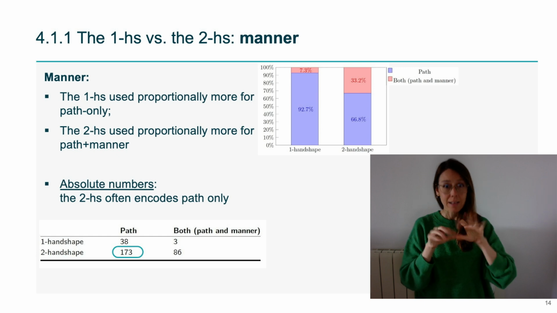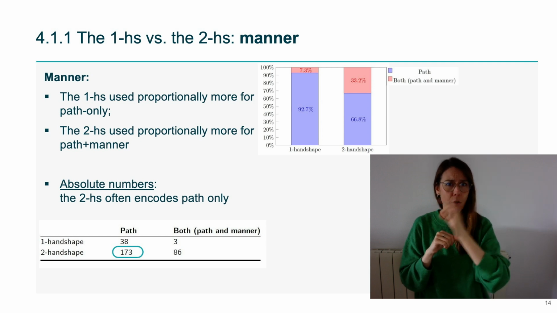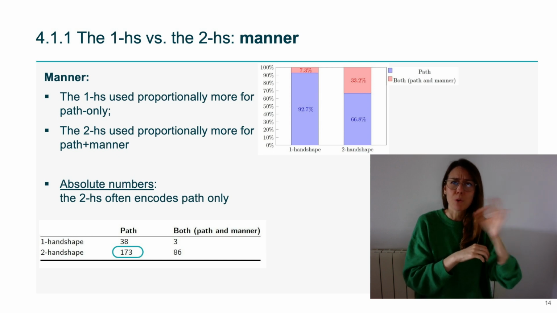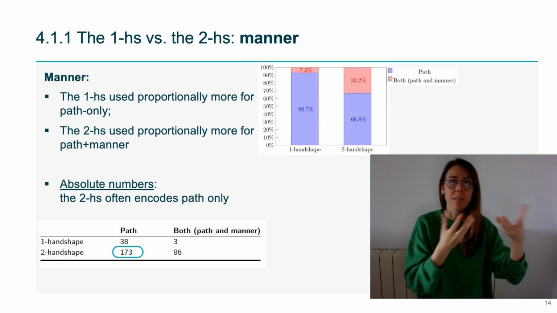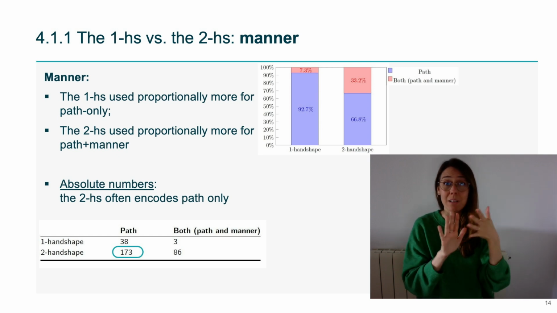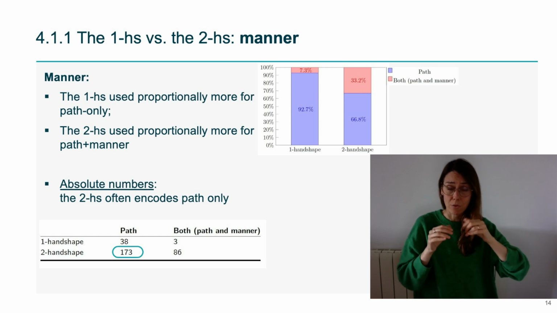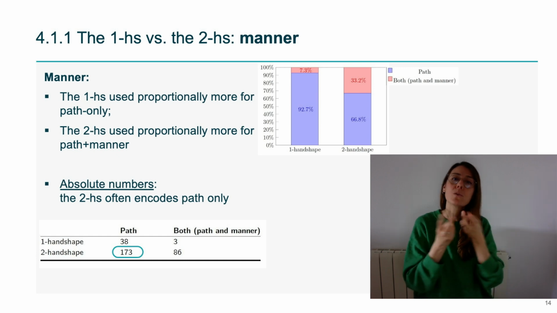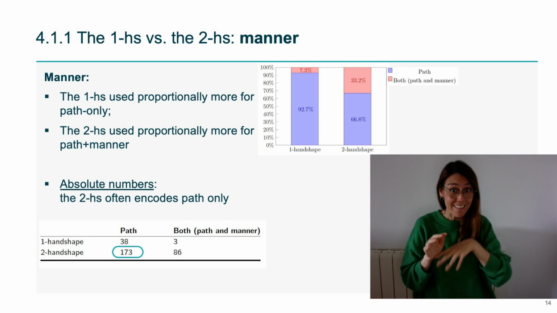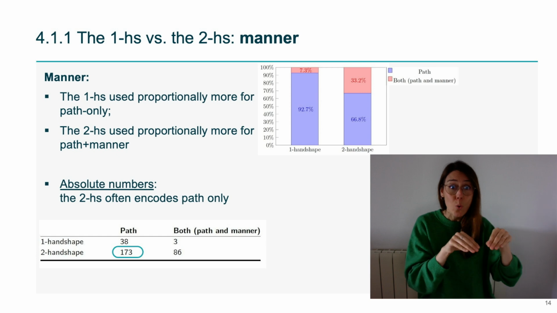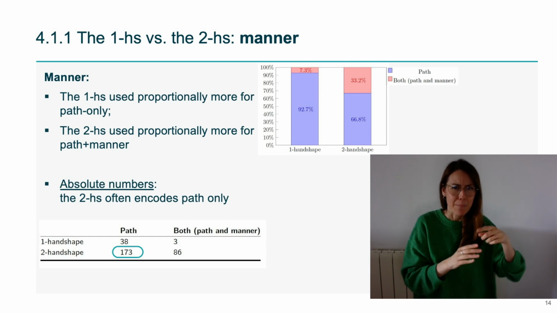Let's look at manner. So the 1 handshape was used proportionally more for path only, as you can see in the graph marked with the violet color, while the 2 handshape was used proportionally more often to express both path and manner at the same time, as we can see marked in pink in the graph. Given that our data were skewed, it's important to also look at the absolute numbers. And as we can see in the table, the 2 handshape was also often used to encode path only.